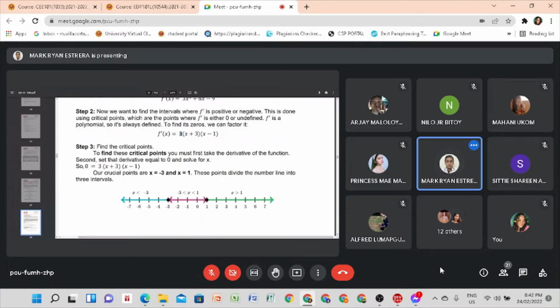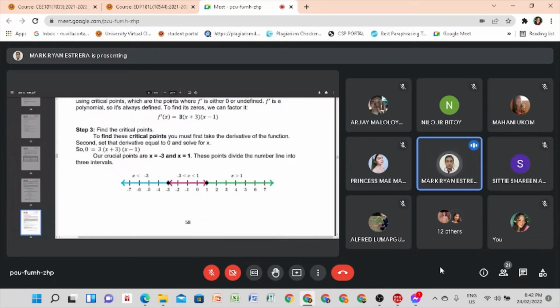Okay. So to find these critical points, for step 3, you must first take the derivative of the function, second set the derivative equal to 0 and solve for x. Okay, so we got the x, these are the values of the domain.